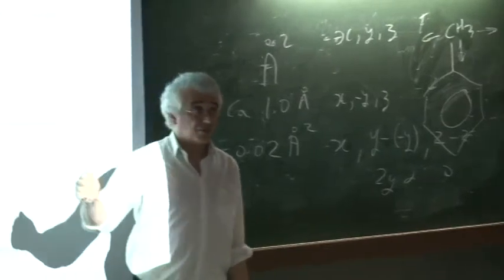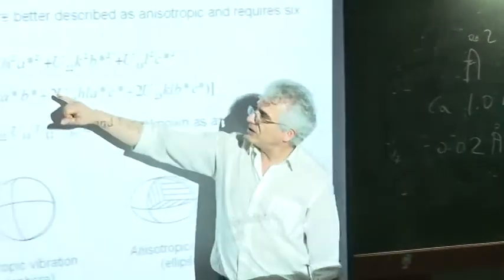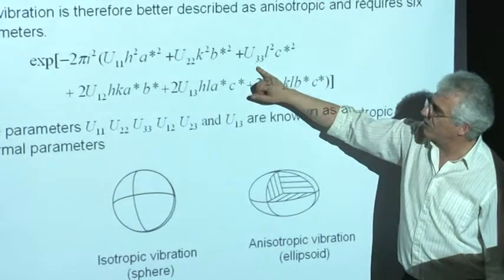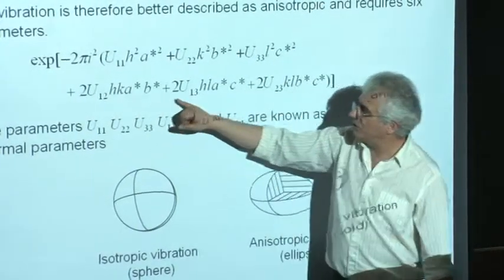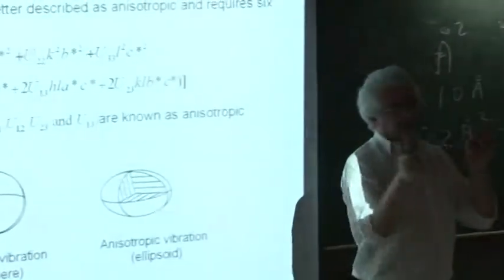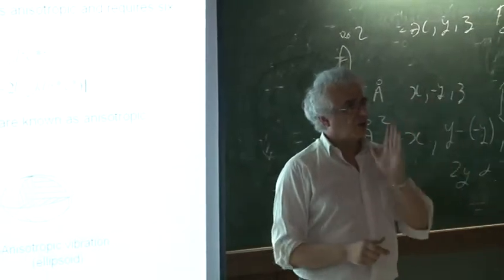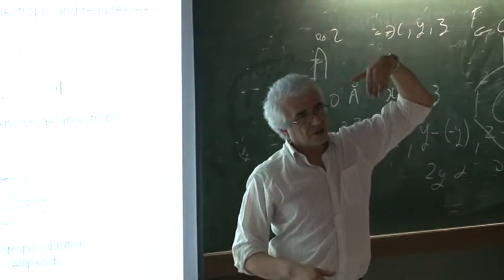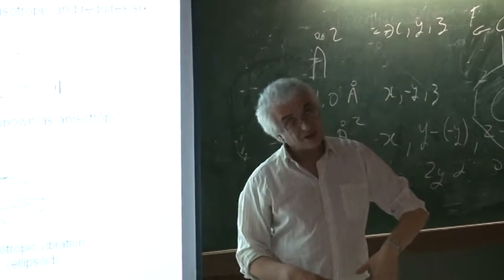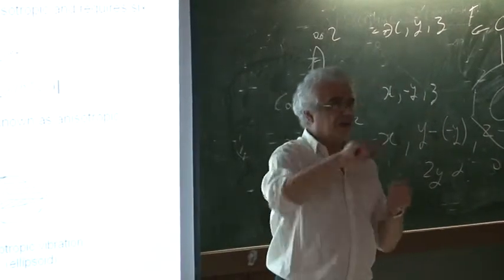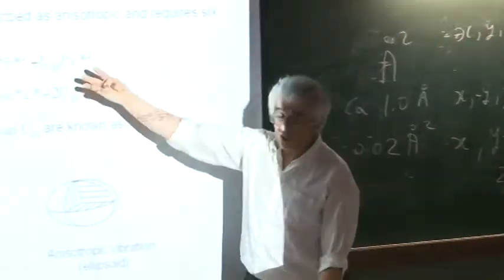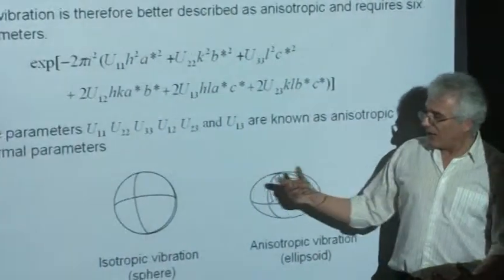We then have 6 parameters, which you see defined as this: U11, U22, U33, U12, U13, U23. They tell you about the directions. 1-1 is the pure A direction, 2-2 is the pure B direction, 3-3 is C, and 1-2 is the interaxial direction.